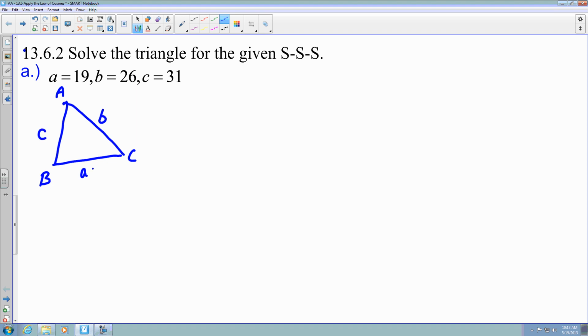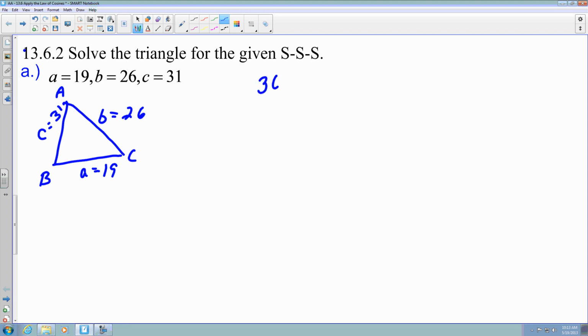So here it says it's 19, 26, and then 31. So now what we're looking for is the three angles. So here's how you can solve that. So let's look for A. So here I have A squared, so it's going to be 19 squared.